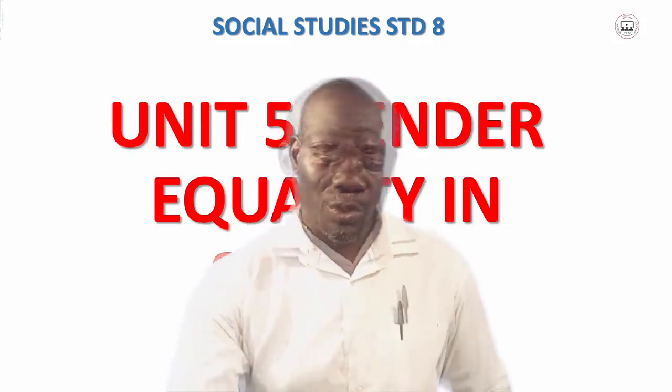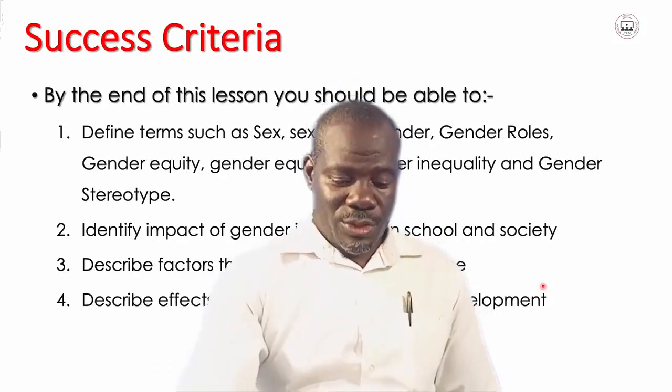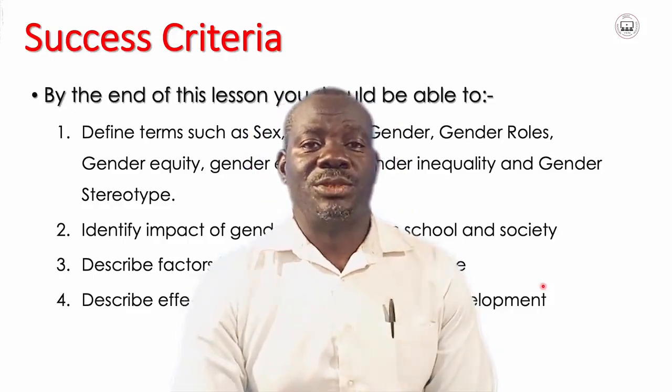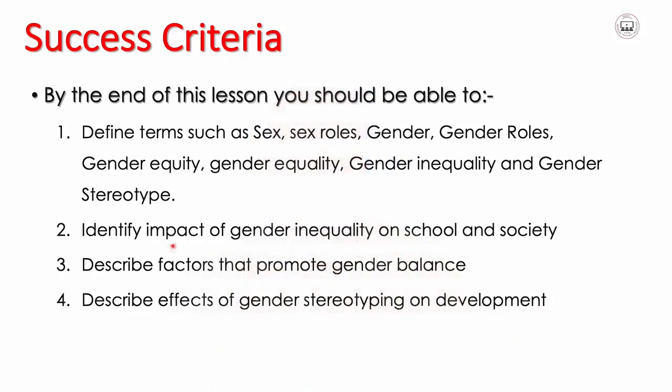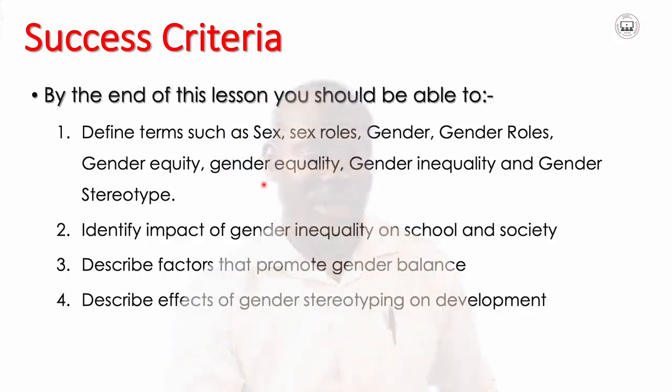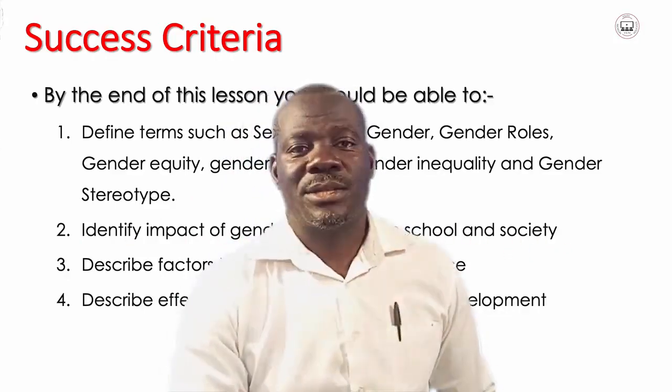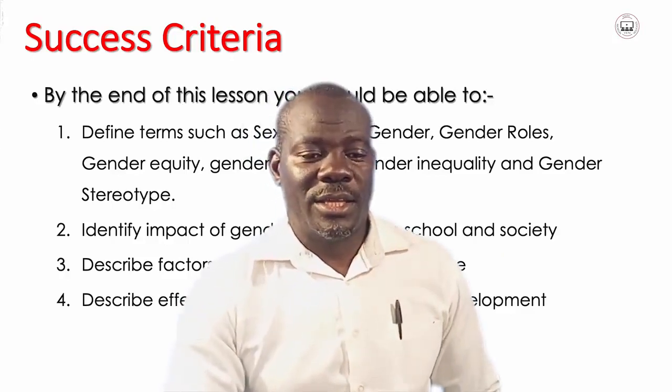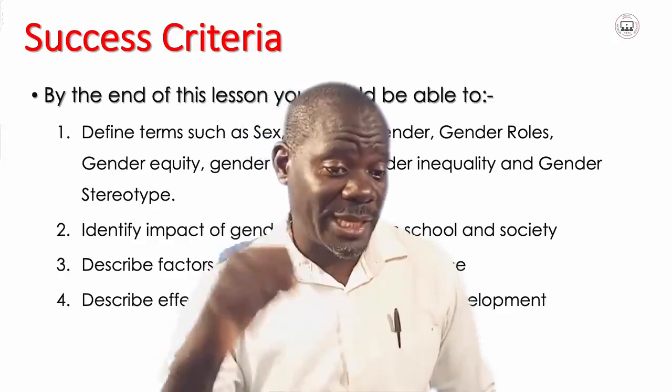By the end of this lesson, you have to make sure that you meet the following issues. Number one, you need to be able to define terms like sex roles, gender roles, gender equity, gender equality, gender inequality, and gender stereotype. They are the terms that you need to know by the end of this lesson. And also identify the impact of gender inequality in school and society. What are the impacts of gender inequality in society? You have to know by the end of this lesson.